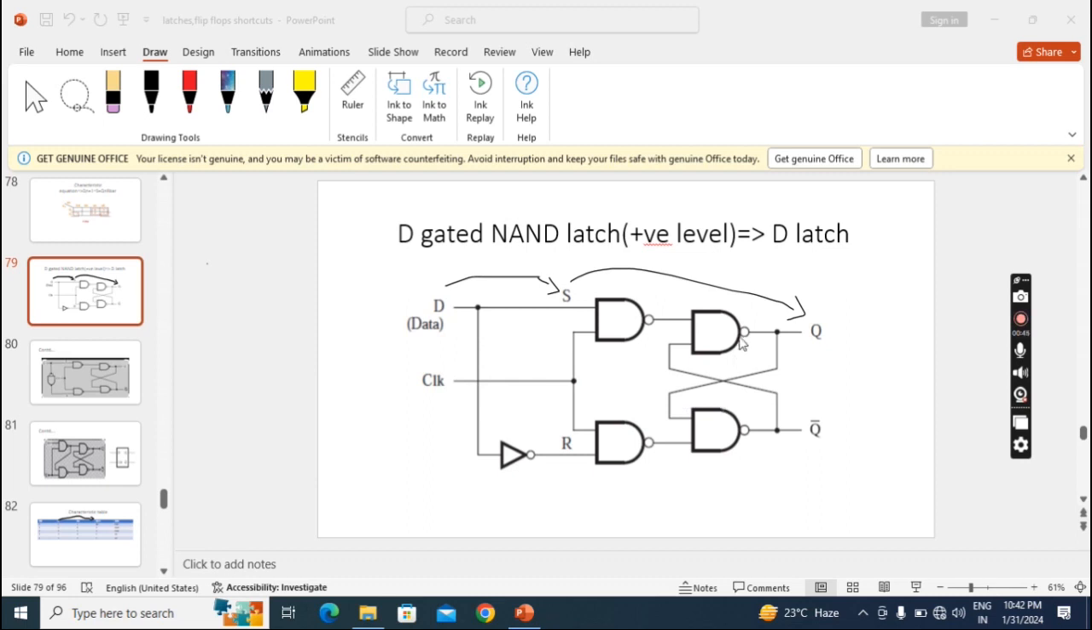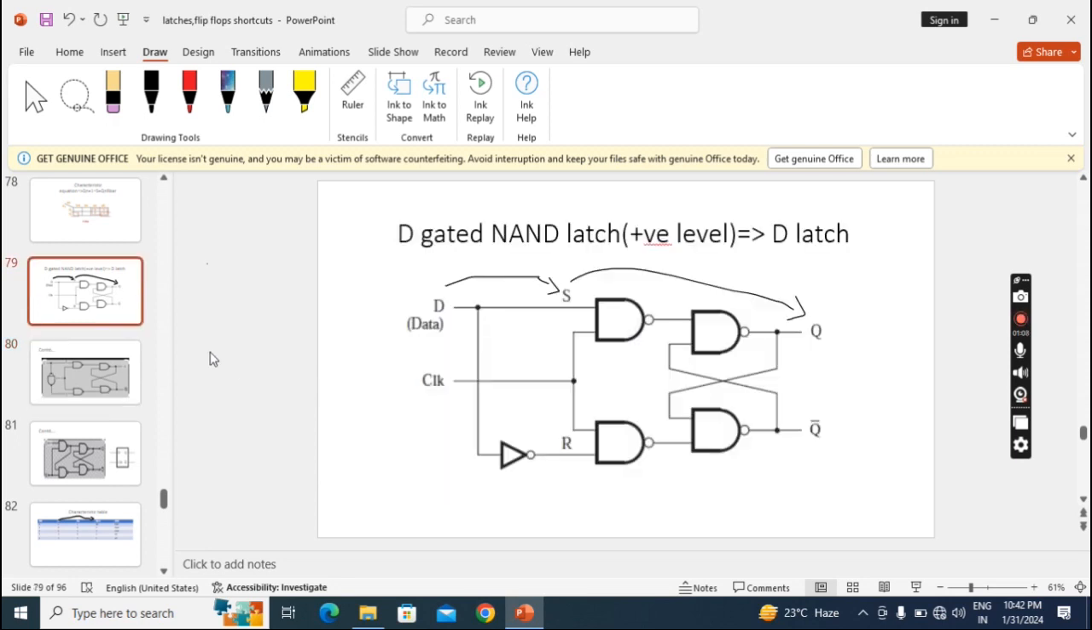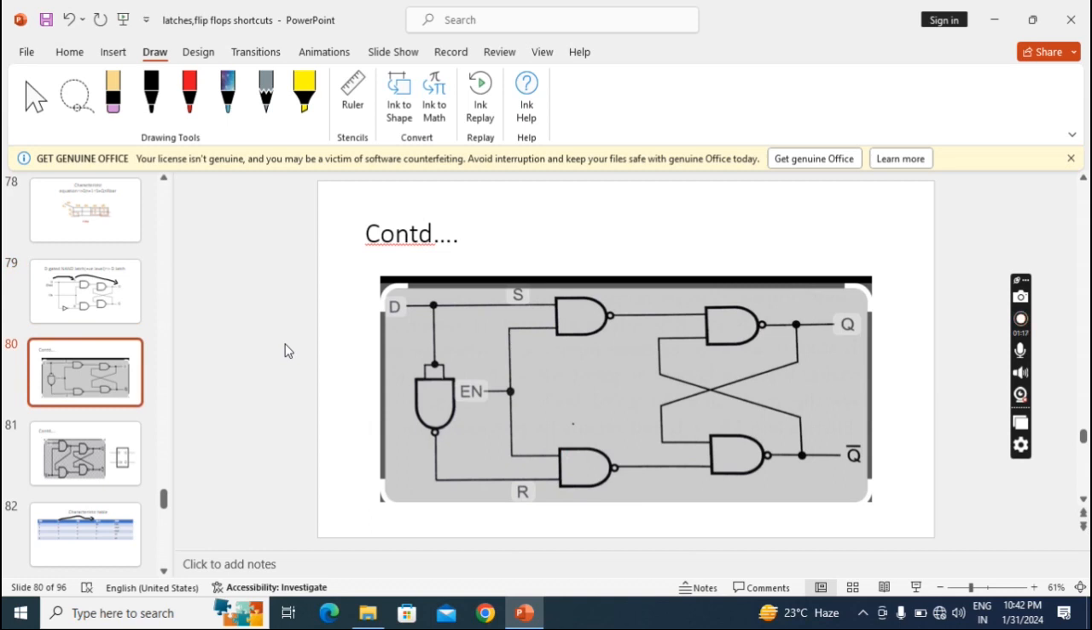But here, if we are using a NAND latch part, the driving part will be NAND. And when we use a NAND latch part, we have to connect an inverter here to the R. That we have to remember. This is the logic diagram. The same logic diagram we can draw in another way. Just I replaced this NOT with NAND. Both are right. This one and this one are also right.